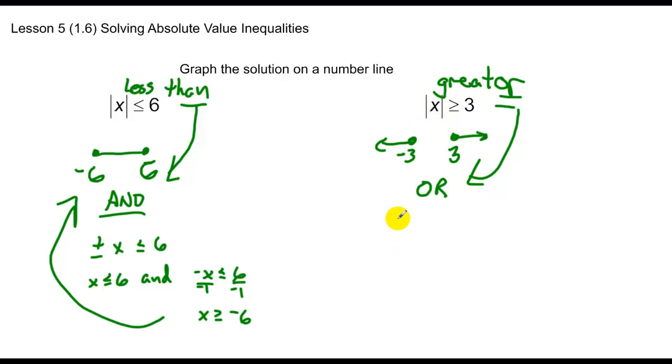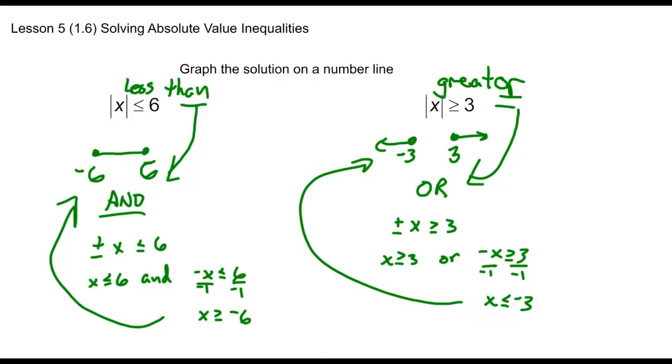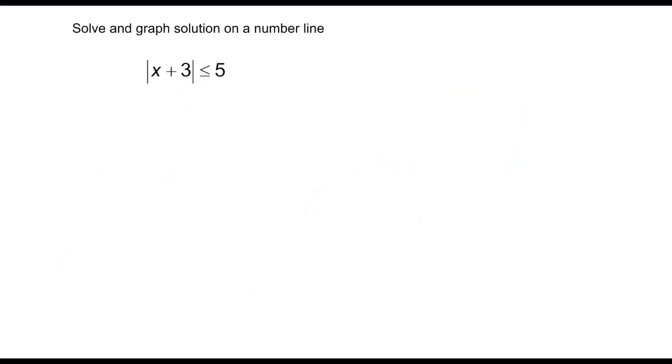Likewise, in this problem, plus or minus x is greater than or equal to 3. So I have x is greater than or equal to 3, or, because of greater, -x is greater than or equal to 3. Divide by -1, and I have x is less than or equal to -3. Graphing that, there it is. So, same situation as we had earlier in our absolute value equalities with our absolute value inequalities.